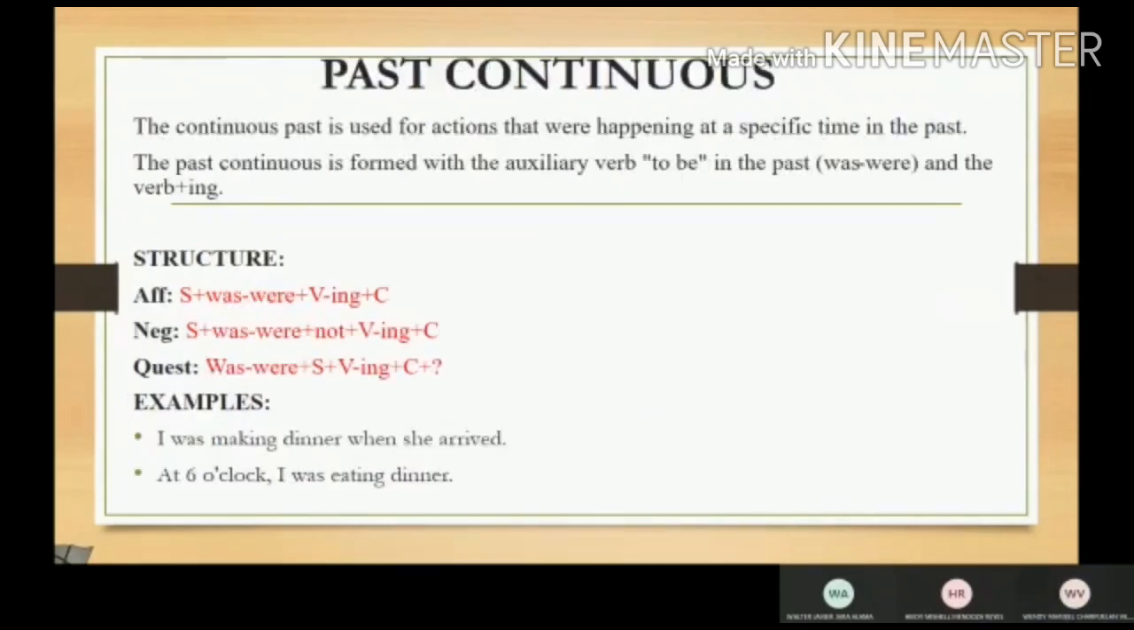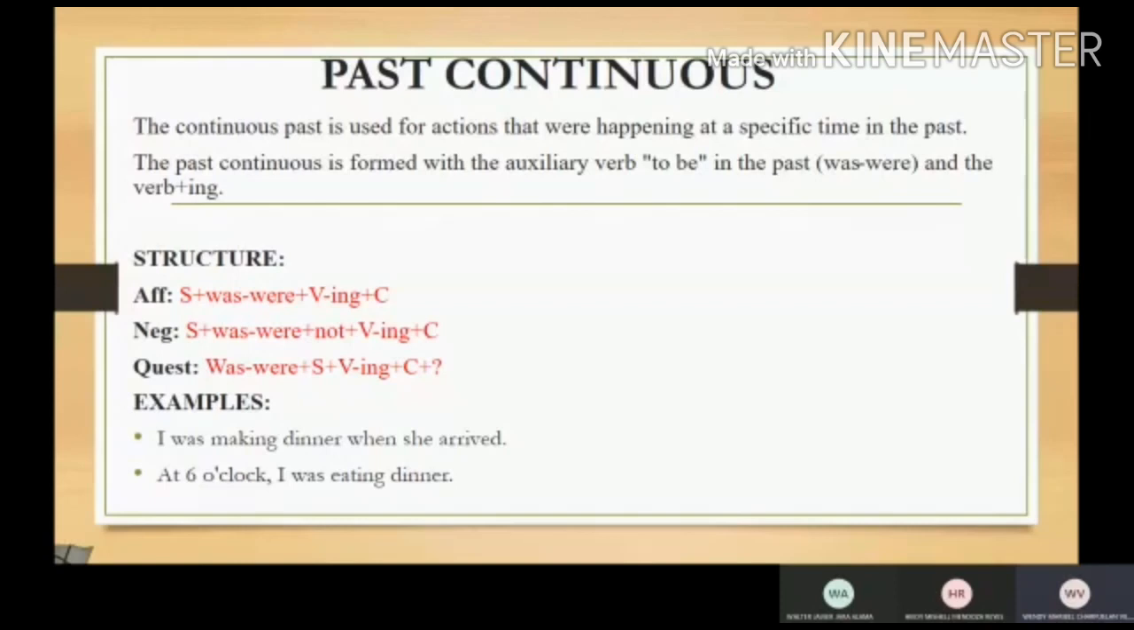Past continuous. The past continuous is used for actions that were happening at a specific time in the past. The past continuous is formed with the auxiliary verb to be in the past, was or were, and the verb-ing.